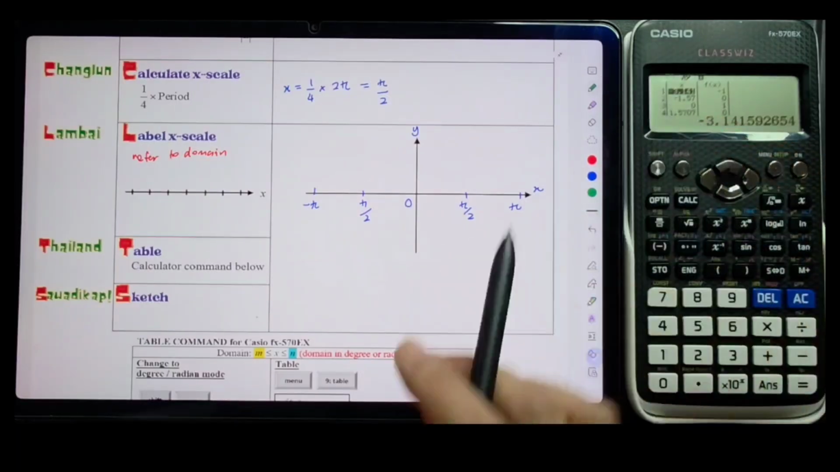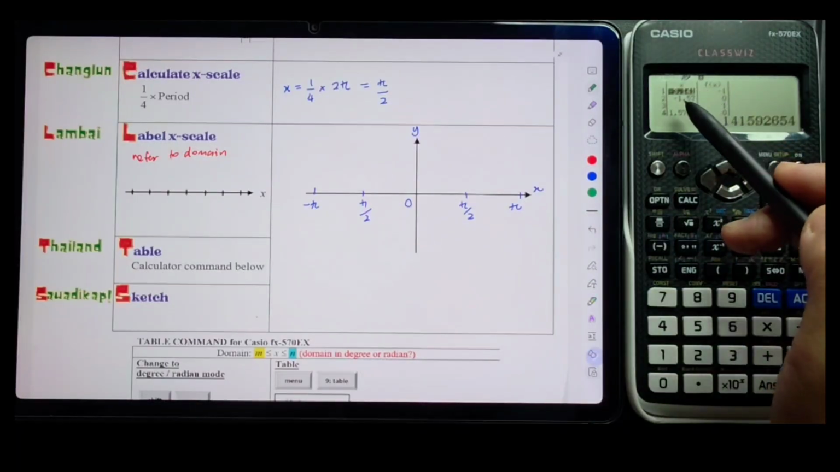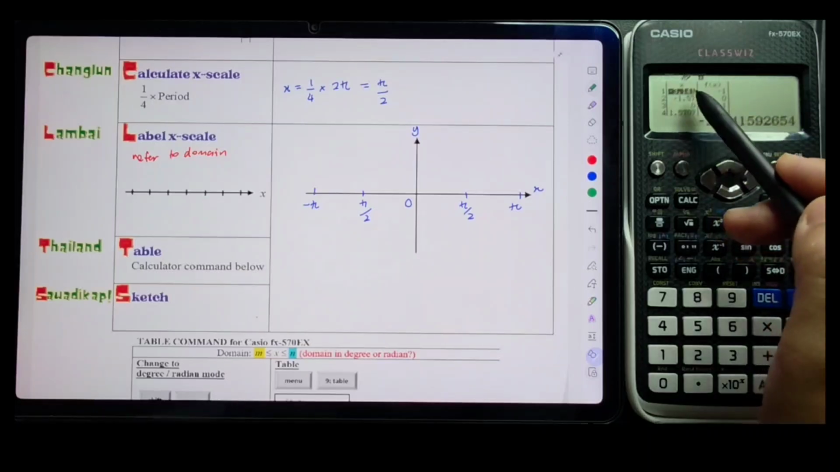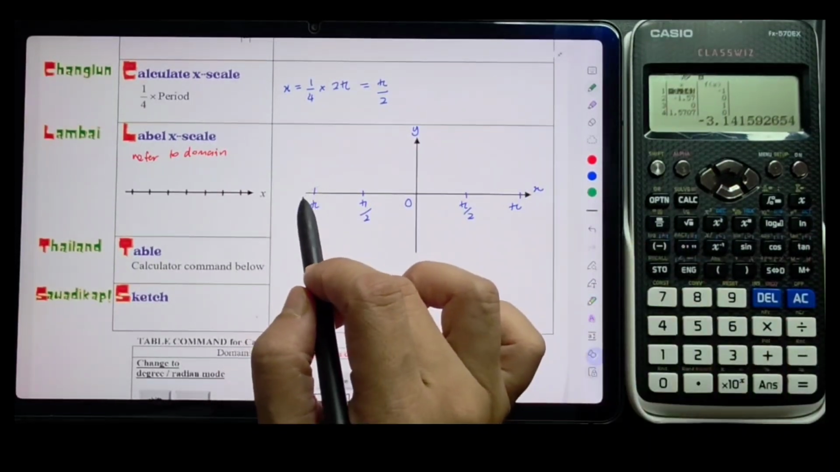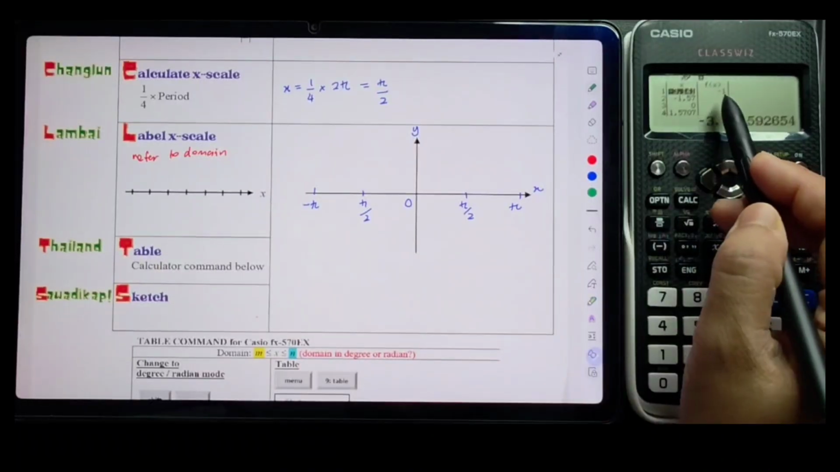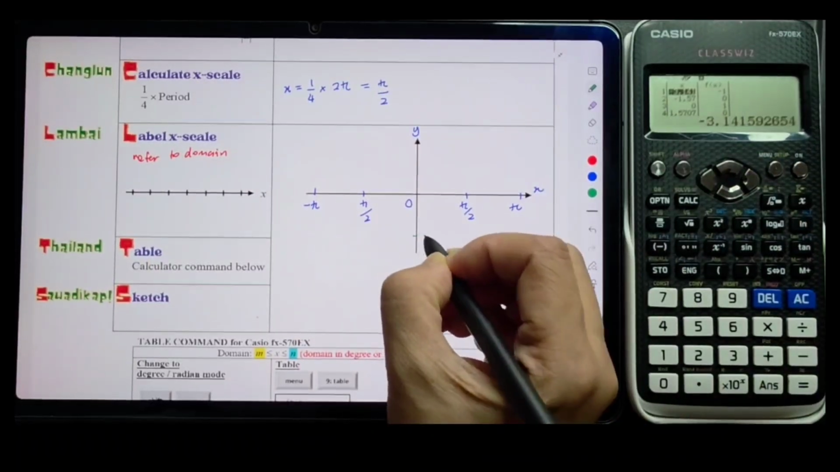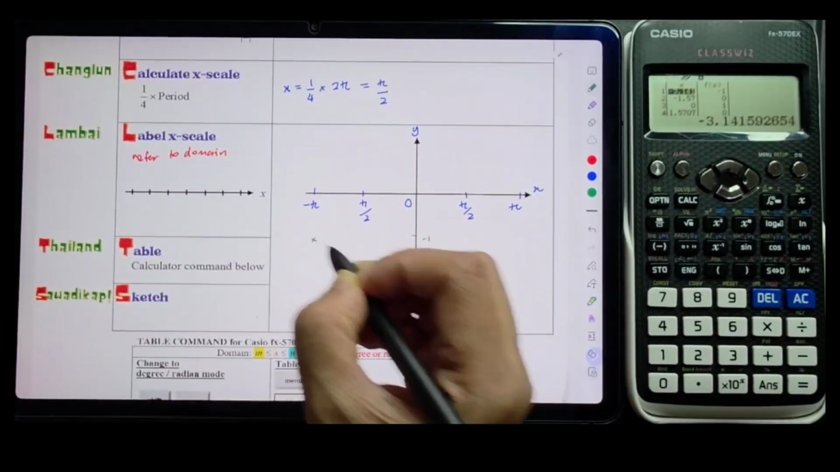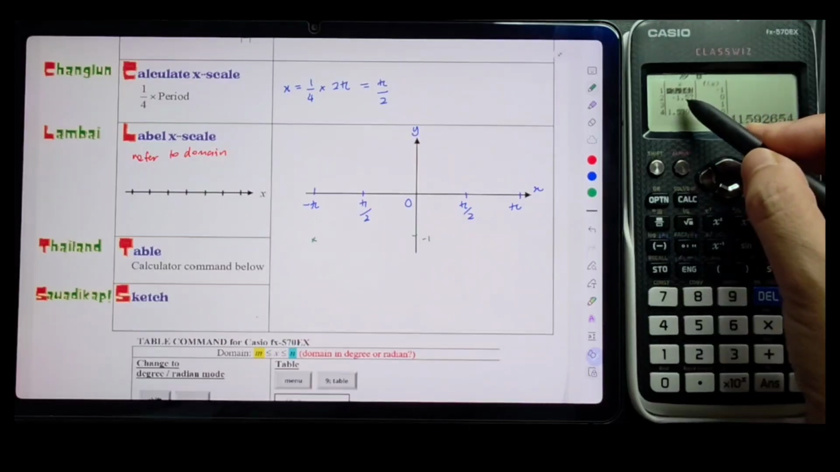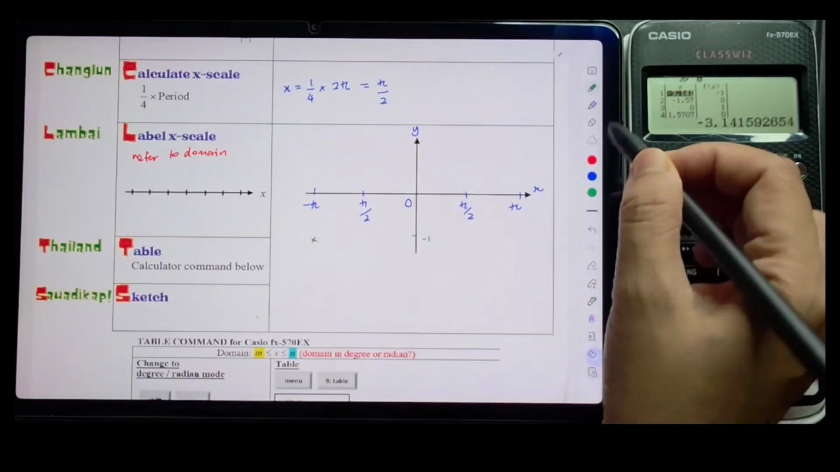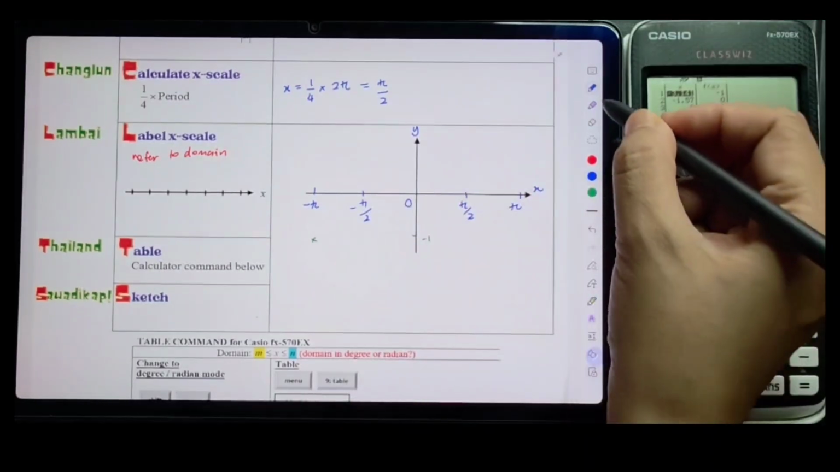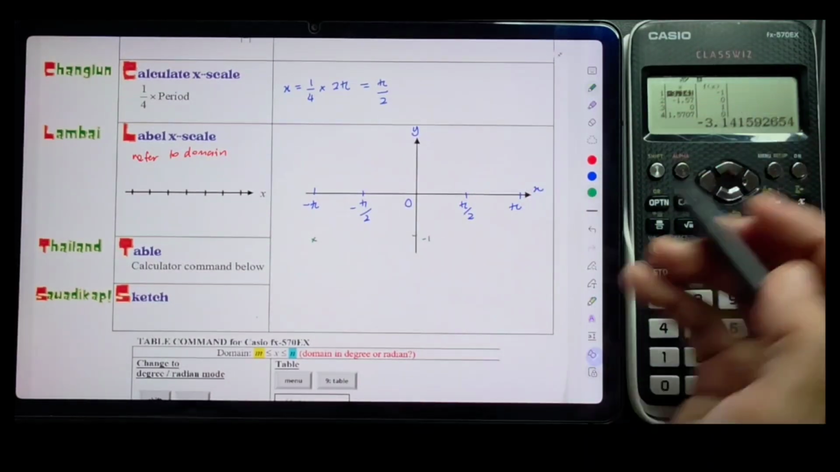Next, just plot the points. When x is negative 3.141, this means it's the first value on your x-axis. So when x is negative pi, the y is negative 1. Plot the point. When x is negative 1.57, which is the next x scale, negative pi over 2, the y value is 0.